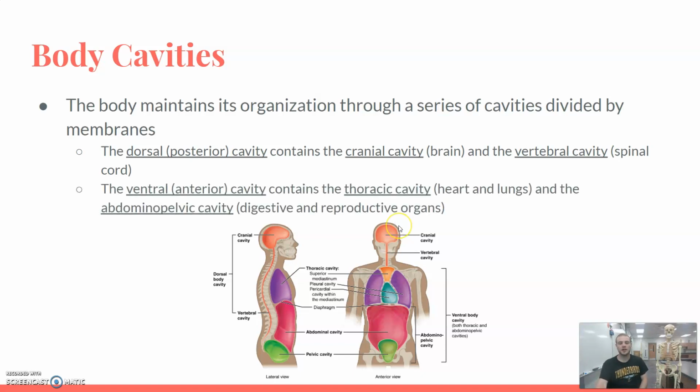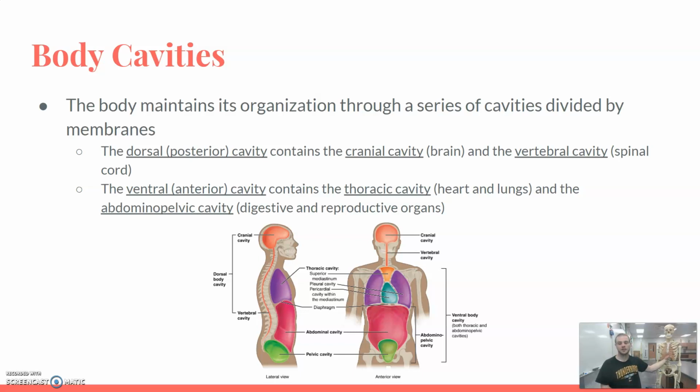The ventral cavity, otherwise known as your anterior cavity, remember the difference between anterior towards the front, posterior towards the back, is going to contain 2 or 3 cavities depending on who you ask. It's going to have the thoracic cavity. That's the one everybody agrees on. Thoracic is going to be the chest region. So your heart and your lungs are going to be housed in the thoracic cavity here.